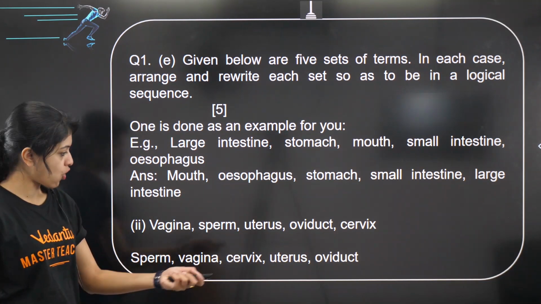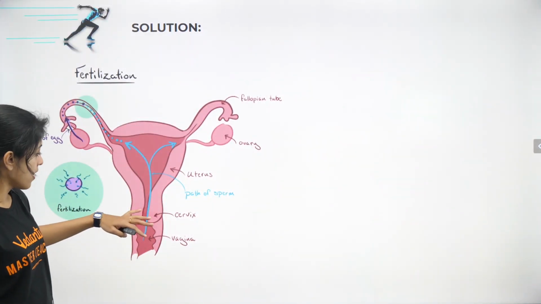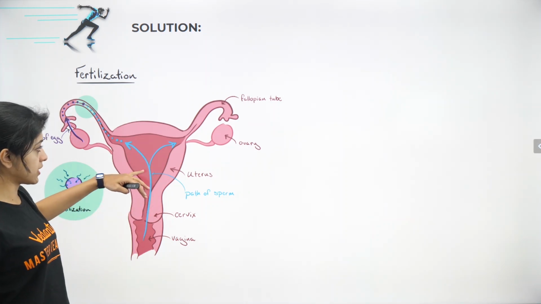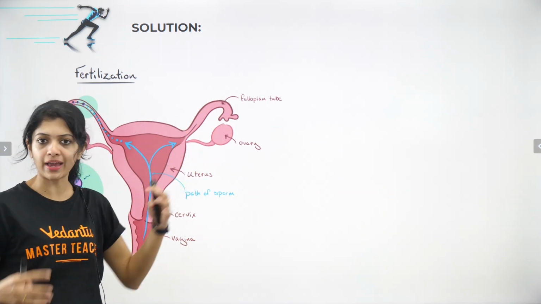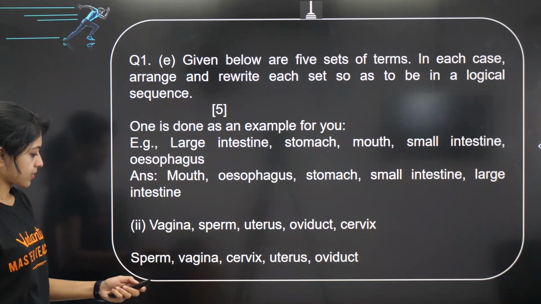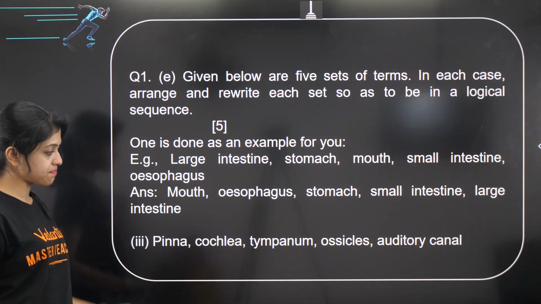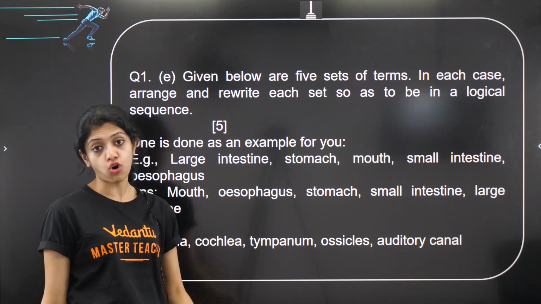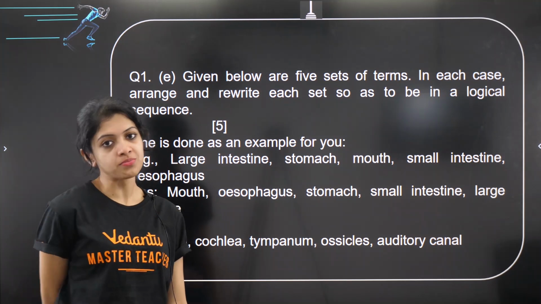Just in case you have forgotten, this is what the pathway is. The vagina, which is the birth canal, followed by the cervix, which is the opening of the uterus, followed by the uterus, followed by the fallopian tube or the oviduct, and that is where fertilization occurs. Okay, yes. And now another one: pinna, cochlea, tympanum, ossicles and auditory canal. Again, all parts of the human ear.